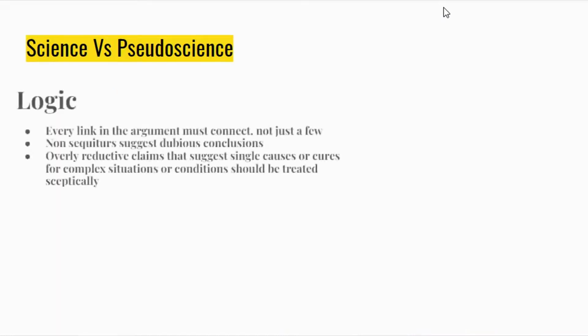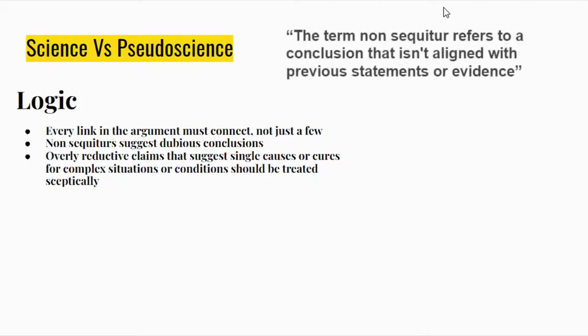Logic is really important. Every single link in the argument must connect. There can't be gaps. If there's something that doesn't fit with that logic, that train of thought, then you need to be suspicious, because that would show that there's an assumption being made. So when there's non sequiturs, it does suggest dubious conclusions. So always be wary of that.